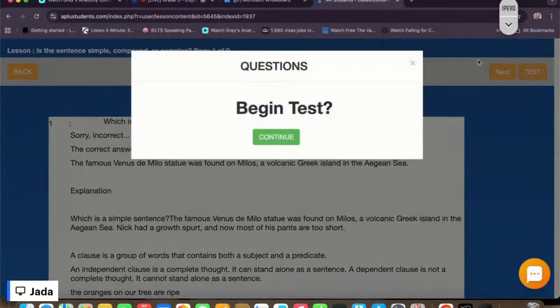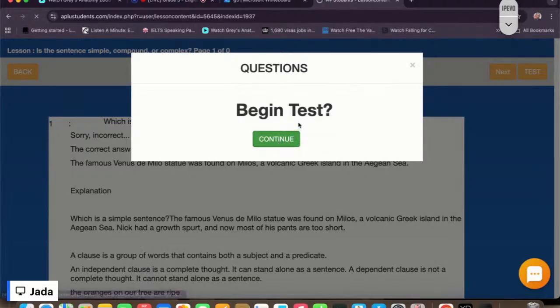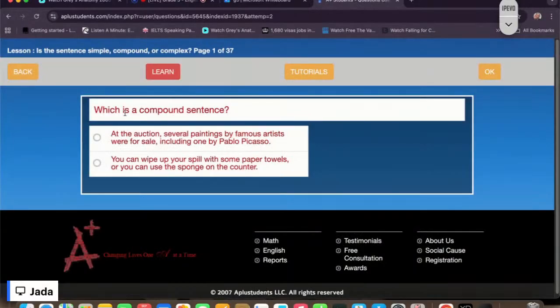All right. So let's look at the test, and you can share your answers with me. Which is a compound sentence? Is it the first or the second? You can tell me which of them.